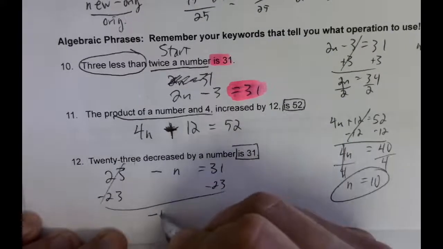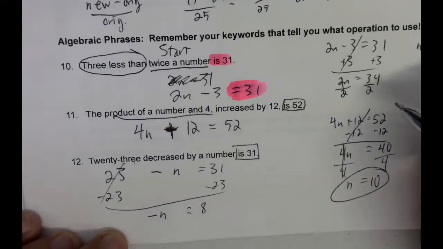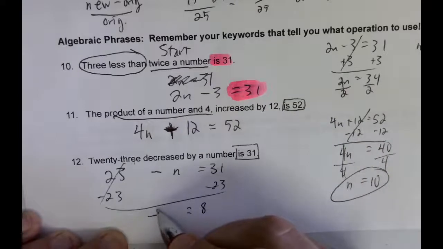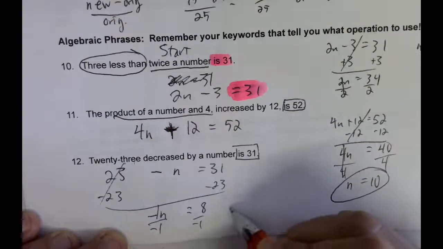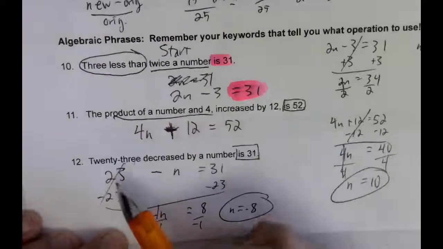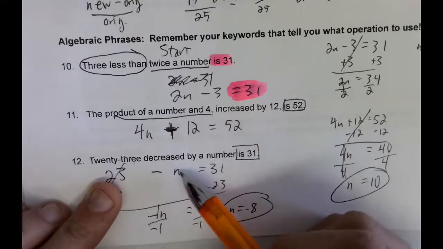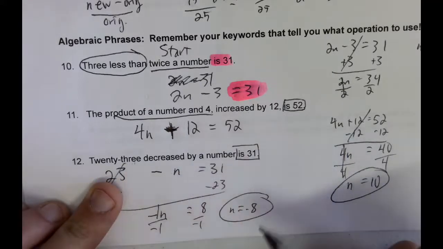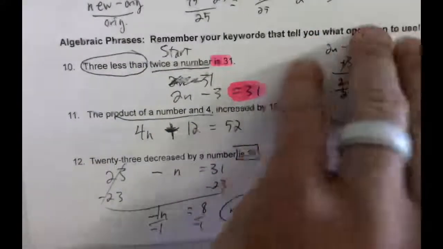I've got negative n, or minus n, equals 8. Oh, what now? Well, that negative is like a negative 1 times n, so I can actually just divide both sides by negative 1, and I'll get n is equal to negative 8. Now that makes sense, because if you say 23 minus a number and it gets bigger, you must have been subtracting a negative, so that when the two negatives combine, it ends up adding the value.